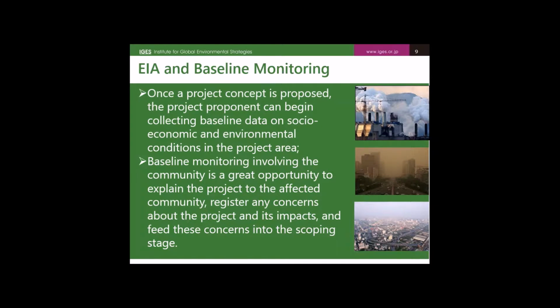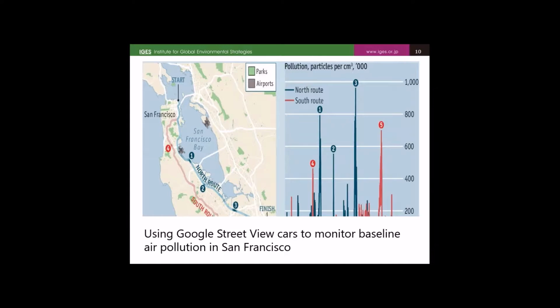Modern technology actually provides interesting approaches where this can be done at relatively low cost. In California, some 20,000 kilometers of street views using the Google streetcars have been monitoring baseline air pollution in San Francisco over an extended period, and that's providing really useful real-time data on air pollution hotspots along the routes that the street view cars take.